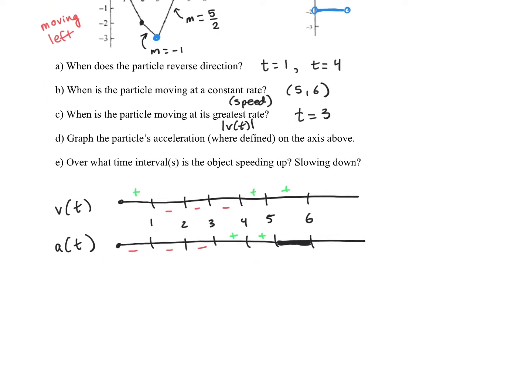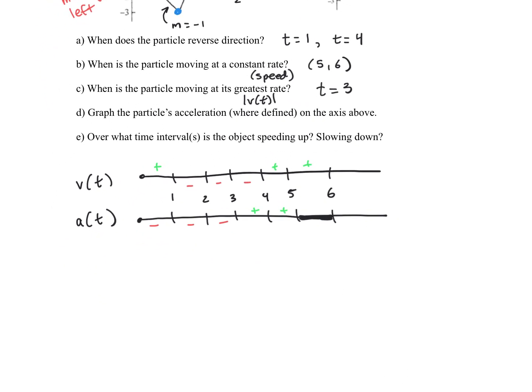Okay, so remember, if we're looking at where an object is speeding up or slowing down, we're looking for regions where either our signs are opposite, meaning that it's slowing down, or the signs are the same, meaning that it is speeding up. So the first region that I see is between 0 and 1. Velocity is positive, acceleration is negative. So in this region, it's different signs, which means that it is slowing down.